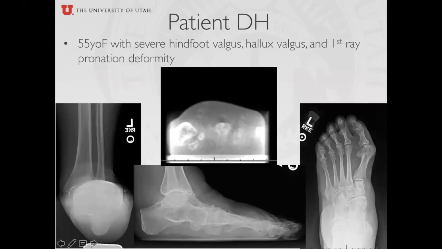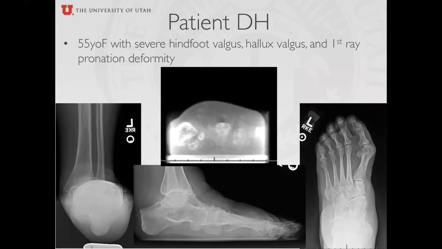So here's a patient example demonstrating this. This is a 55-year-old female with severe hindfoot valgus, a bunion, and a first ray pronation deformity. You can see on the hindfoot alignment view on the bottom left that there's clear severe hindfoot valgus. On the bottom right AP foot, you can see there's an increased IM angle and a bunion.